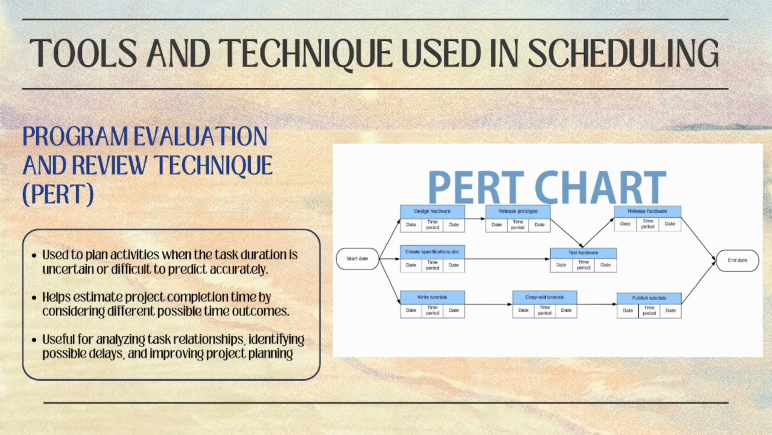Lastly, for the tools and techniques used in scheduling is program evaluation and review technique, PERT. This image is an example of a PERT chart. So what does a PERT chart do? PERT chart is used to plan activities when the task duration is uncertain or difficult to predict accurately. PERT chart helps estimate project completion time by considering different possible time outcomes. Lastly, PERT chart is useful for analyzing task relationships, identifying possible delays, and improving project planning.